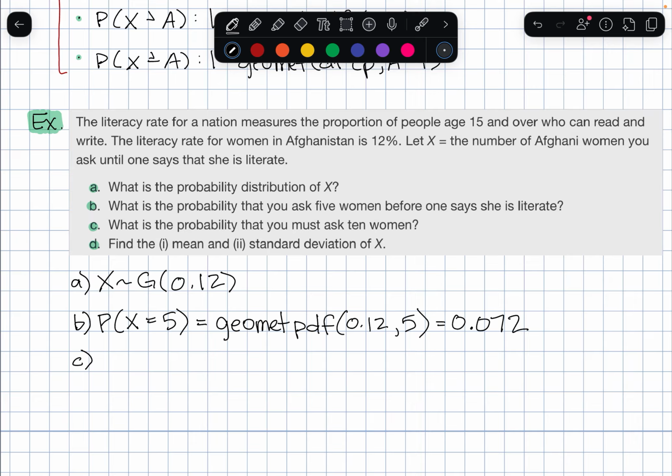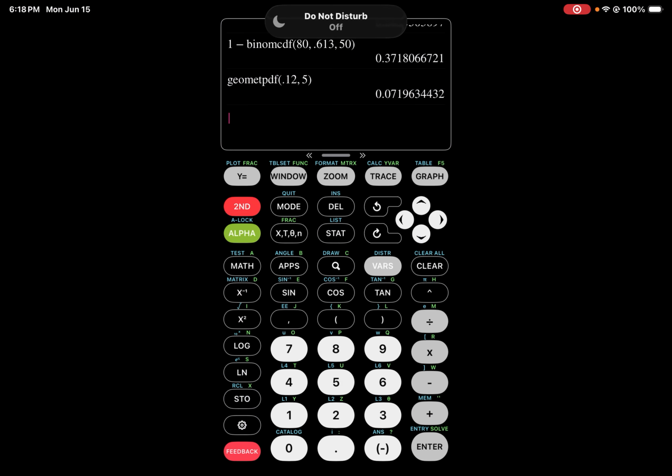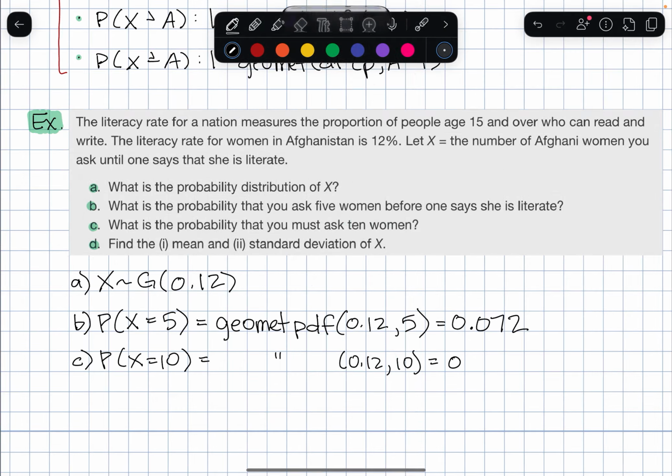For C, it says, what is the probability you must ask 10 women? So in this case, this is X equals 10, which means this is going to be the same function, geometpdf, 0.12, but now it's 10. So second vars all the way down, 0.12, 10, and we get 0.038 if I round that up. So a little bit less than 4% chance.